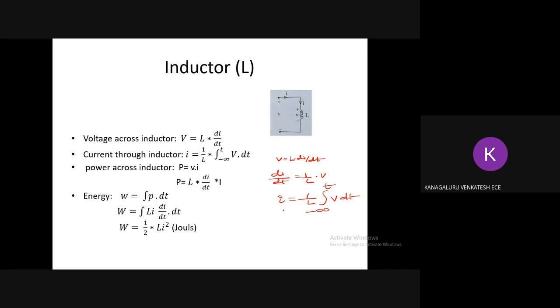Any guesses from any student why I'm taking limits from minus infinity to the present time t? Any guesses from your side? Unmute yourself and talk. Can you hear me? Can someone respond? Yes, sir. Now my question for you is why I'm taking limits from minus infinity to t. Let it be wrong, I just want guesses from your side.